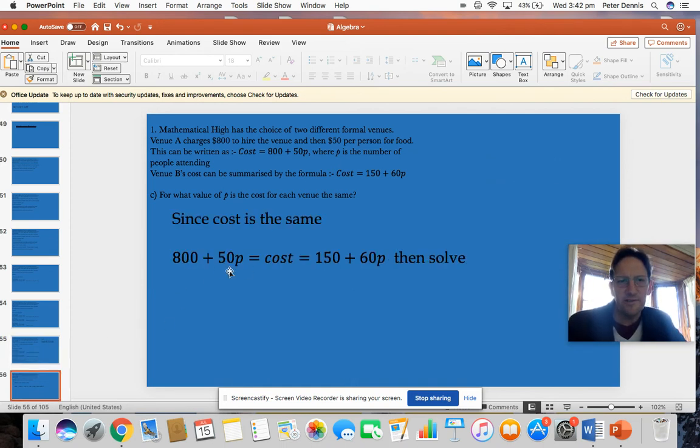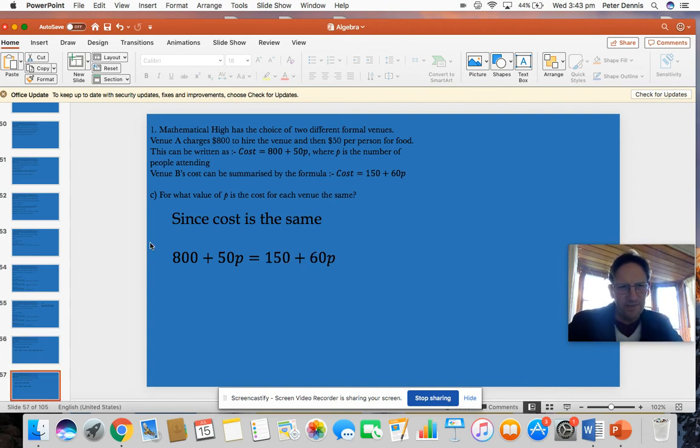Since the costs are the same, what we know is that for venue A, the cost was equal to 800 plus 50p. For venue B, the cost was equal to 150 plus 60p. So in venue A, this is a true statement, and in venue B, this is a true statement. We want to know when the cost is equal. So what we can do is just eliminate cost. This is what the cost equals, and this is what the cost equals. We want to know when it's exactly the same. So we've just eliminated cost.